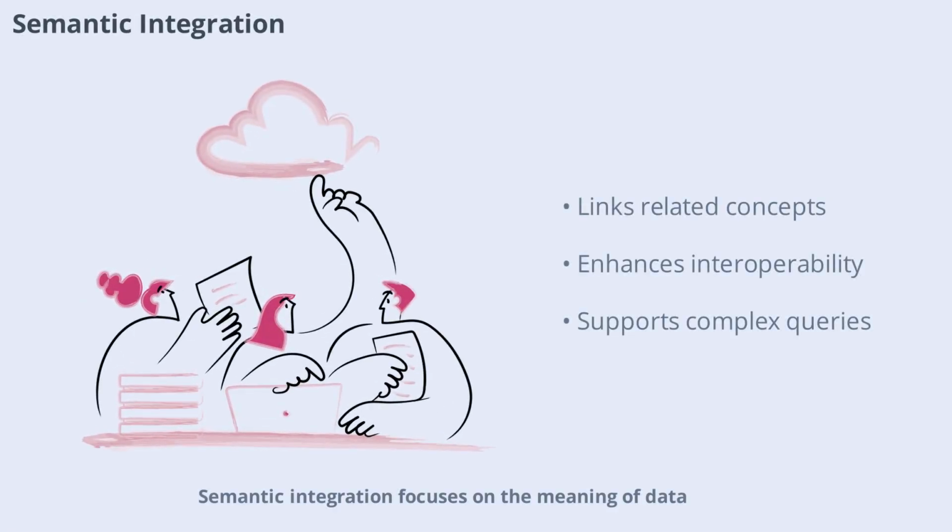Semantic integration focuses on the meaning of data, using metadata and ontologies to link related concepts across datasets. This approach enhances data interoperability and enables more sophisticated queries. For example, semantic web technologies allow researchers to connect gene, protein, and disease information in meaningful ways.